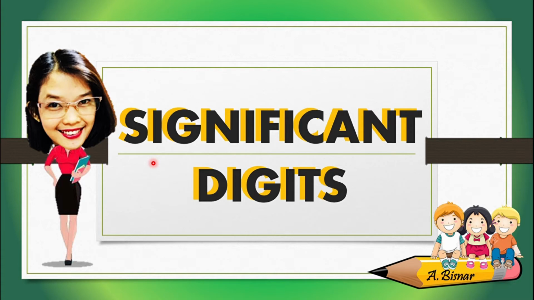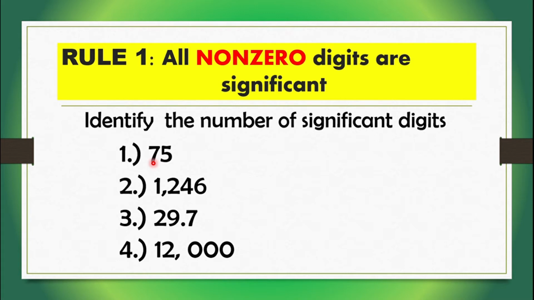Hello everyone, today's lesson is about significant digits. For this topic, we're about to discuss 5 rules that you need to remember. For rule number 1, all non-zero digits are significant. When we say non-zero digits, these are the numbers from 1 to 9.